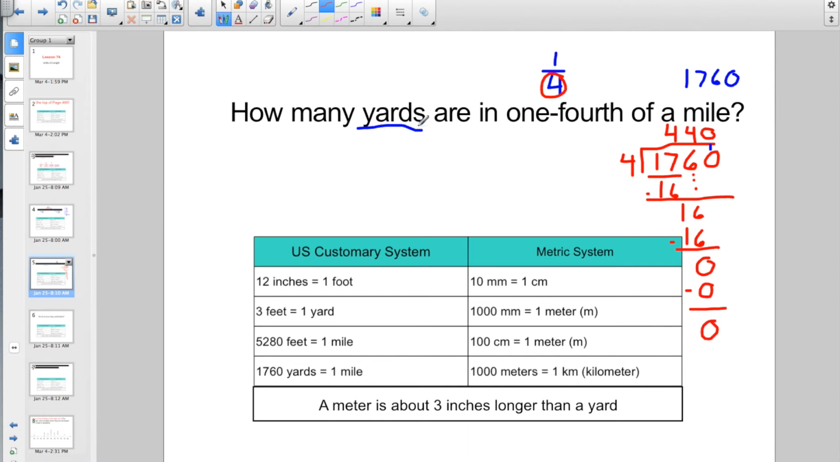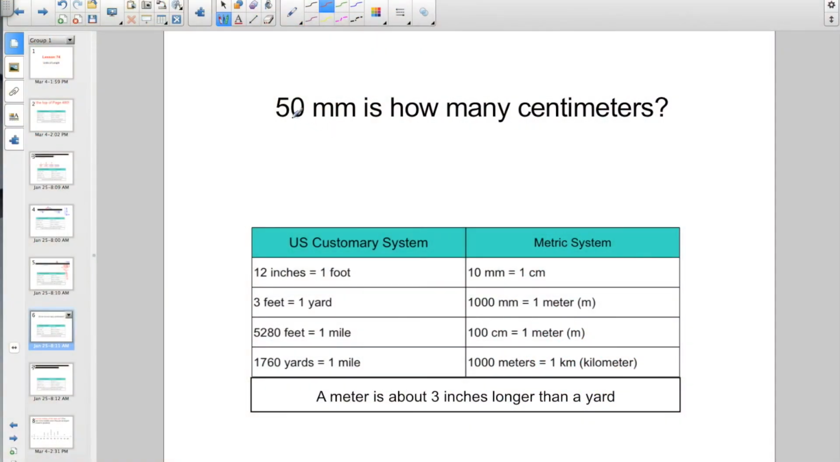So, how many yards are in 1/4 of a mile? 1/4 of 1,760? Your answer would be 440 yards, right?